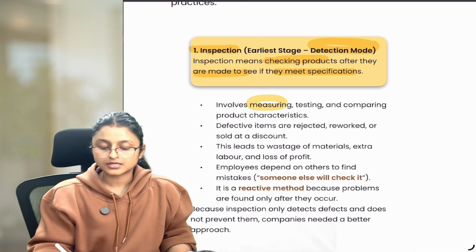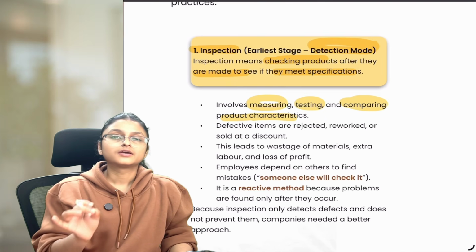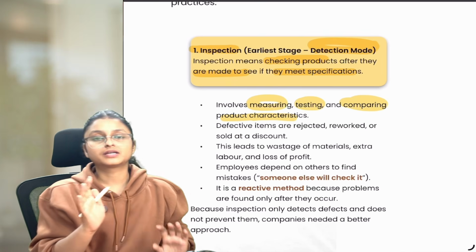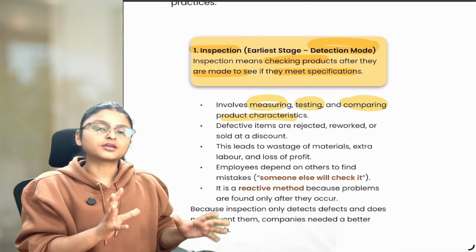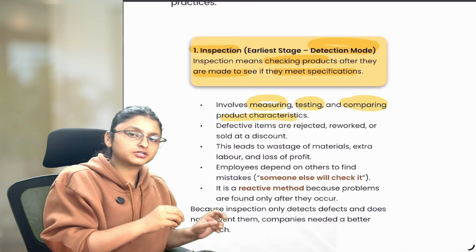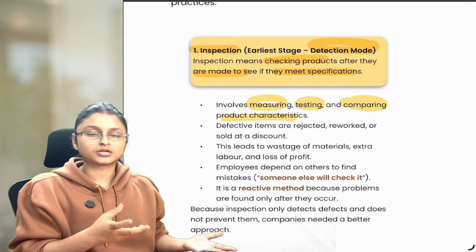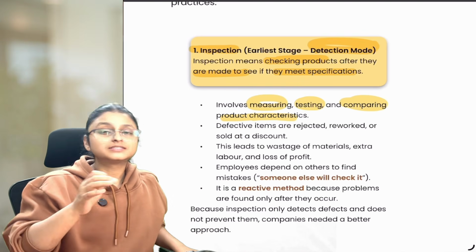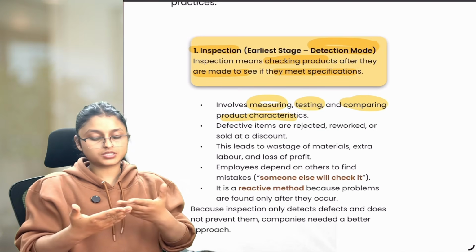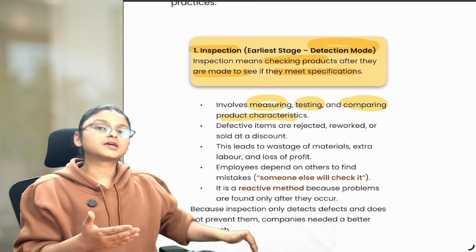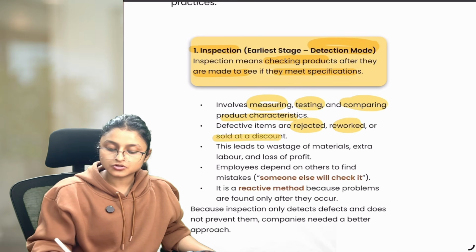Involves measuring, testing, and comparing products' characteristics. We'll measure the characteristics, for example, if the biscuit packet should be 500 gram, then we are checking whether we are able to achieve that 500 gram or not. Testing it: if it is a pressure cooker, then I'll test whether it is fit for use or not. And we'll compare product characteristics, that what all things should be there in the product, is it there in it or not.